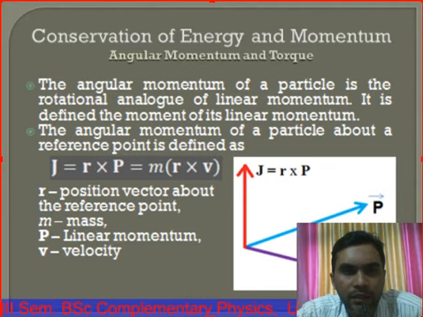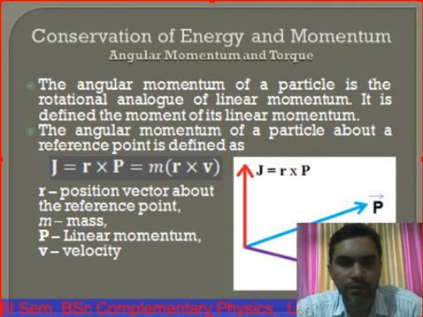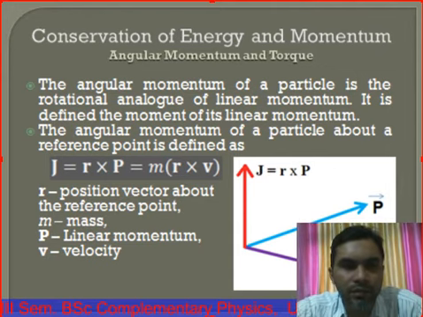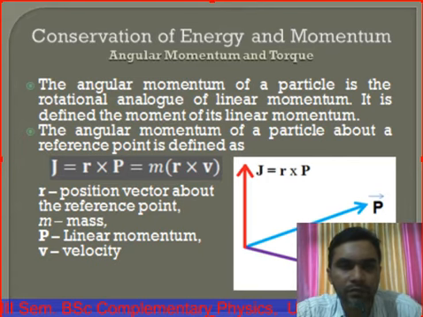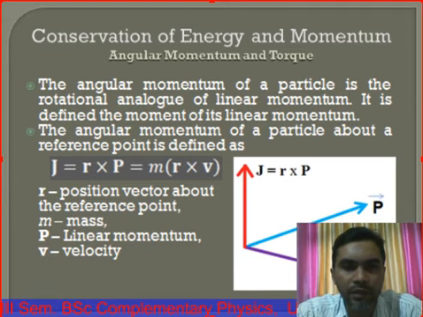All of us are familiar with the linear momentum of a particle. Linear momentum is simply defined as the product of velocity and mass of the particle. It is represented by the letter P. So P is equal to mv. Linear momentum is a vector quantity with the direction along the direction of velocity. That you are familiar with. And here we are going to discuss the rotational counterpart of linear momentum. The rotational analog of linear momentum is called angular momentum.